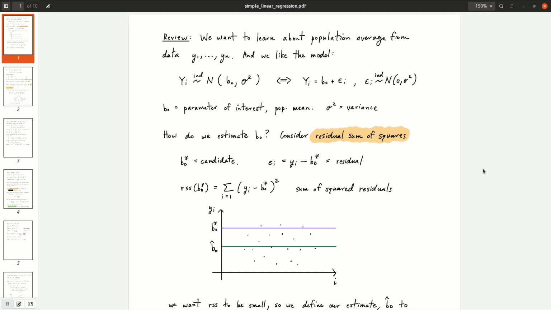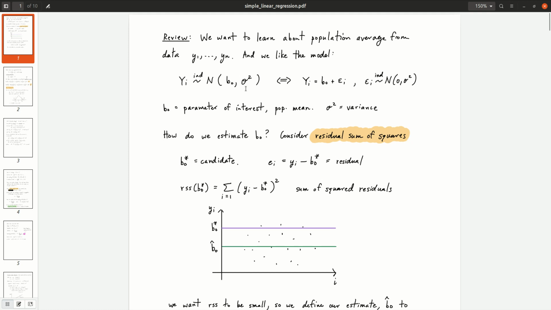So that's what we're going to do in this lecture, and then in addition, we're going to move on to simple linear regression. So to review, we want to know about a population average from a sample of data that we're going to label little y1 to little yn. And we like this particular model for the data, that the individual yi's are independent, that's the IND, with normal distribution with mean or expected value b0 and variance sigma squared.